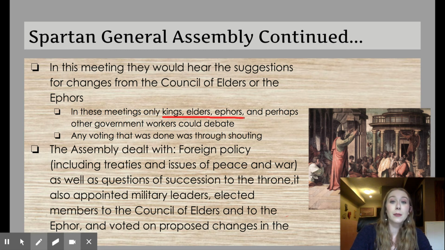So the General Assembly is going to hear all these people. They're going to hear the suggestions. They're going to hear the changes that want to be made.